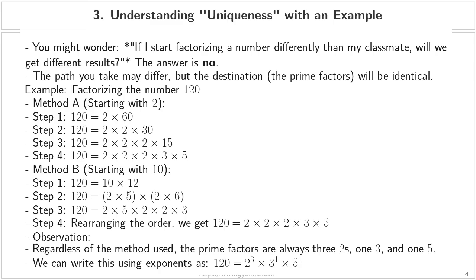and 1 5. To make this even cleaner, we can write this using exponents, which gives us 120 equals 2 to the power of 3 times 3 to the power of 1 times 5 to the power of 1. This perfectly illustrates the uniqueness we talked about earlier. To help you visualize why this is so consistent, let's move on to a helpful analogy involving chemistry.